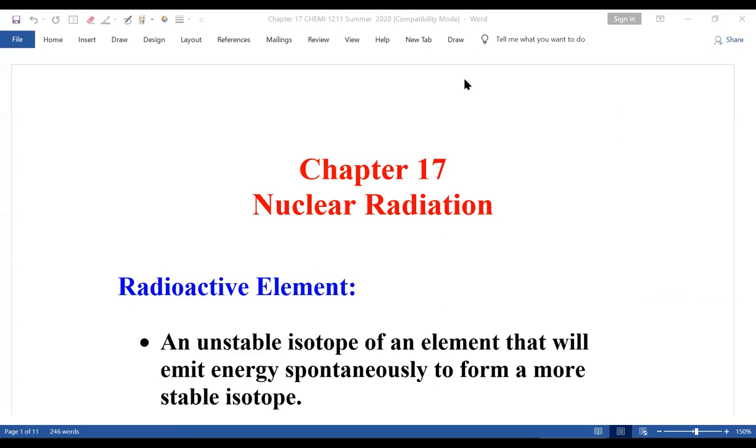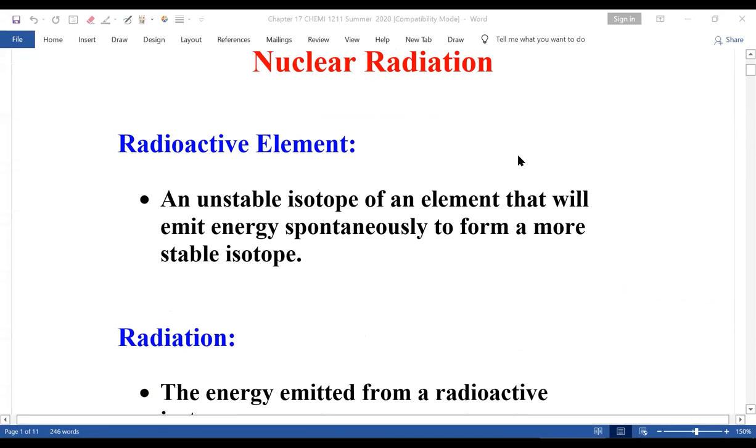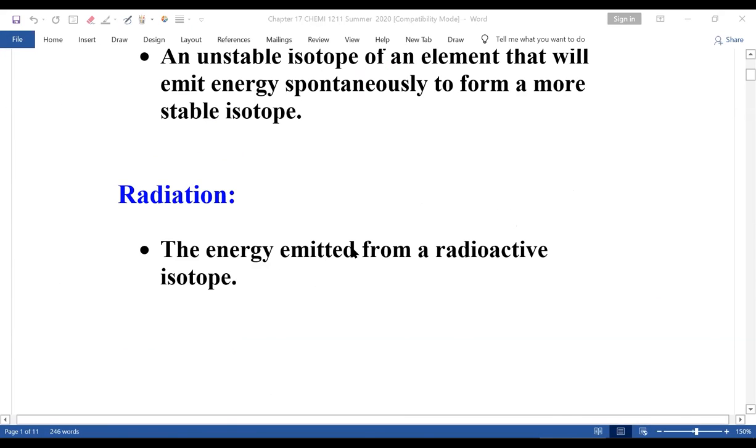Thank you. All right, let's talk about nuclear radiation. Now, these slides, the switch is off. Will this be on the final? I'll tell you when it will be on. When we talk about radioactive elements, those are unstable elements, isotopes of an element that will emit energy spontaneously to form a stable isotope. In other words, an element loses something to form a more stable element or isotope. And the energy that is emitted from those isotopes is called radiation.